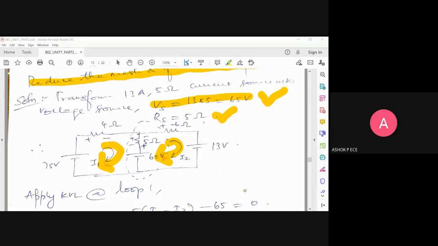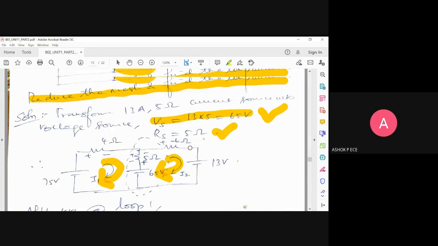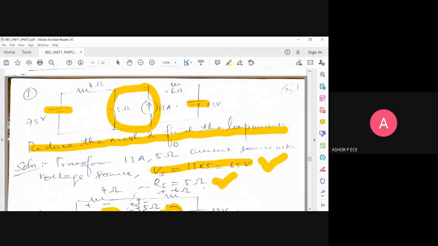Sir, can we reduce these two loops into one loop, sir? No, see, minimum KVL. Reduce the mesh means what they indirectly mean is this, they are asking us to convert the odd man out. So the odd man out is the current source. So we are going to convert the current source into a voltage source and solve the KVL immediately.